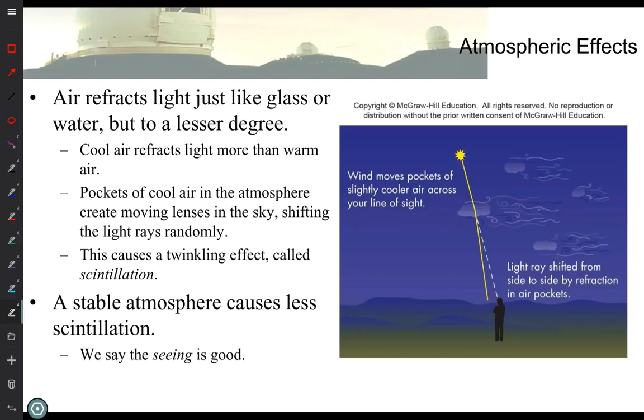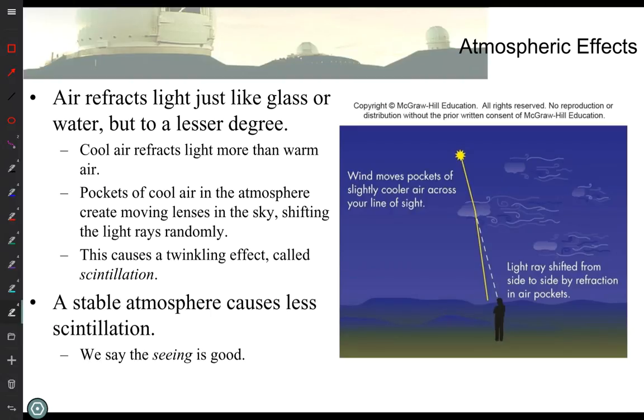Okay, so Twinkle, Twinkle, Little Star. Twinkling of stars is a real thing. It's not imagined. When you look up at stars, they appear to twinkle. They appear to get brighter, they appear to get dimmer, they might appear to spread out in one way. And that's caused by real things.